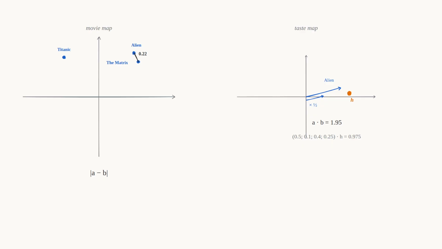The taste point is a profile of fire detectors. For our user, the first burns bright, the third and fourth less so. A resonant film is one whose landmark is large on the same axes, and the dot product grows precisely when large coordinates fall on large coordinates of the same sign.